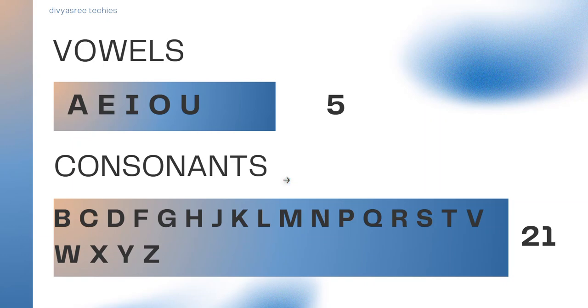The English alphabets are classified into two types based on the pronunciations. Those are vowels and the consonants. Vowels are 5: A, E, I, O, U. Remaining 21 are the consonants: B, C, D, F, G, H, J, K, L, M, N, P, Q, R, S, T, V, W, X, Y, Z.